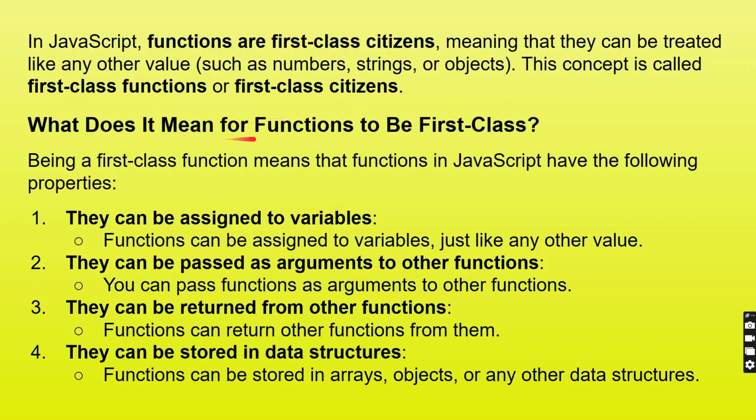What does it mean for functions to be first class? Being a first class function means that functions in JavaScript have the following properties. They can be assigned to variables. Functions can be assigned to variables just like any other value. They can be passed as arguments to other functions. You can pass functions as arguments to other functions.